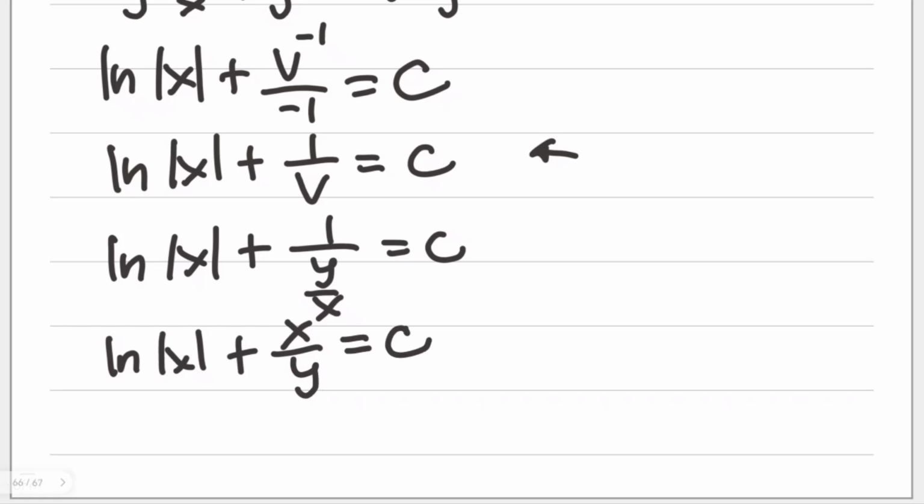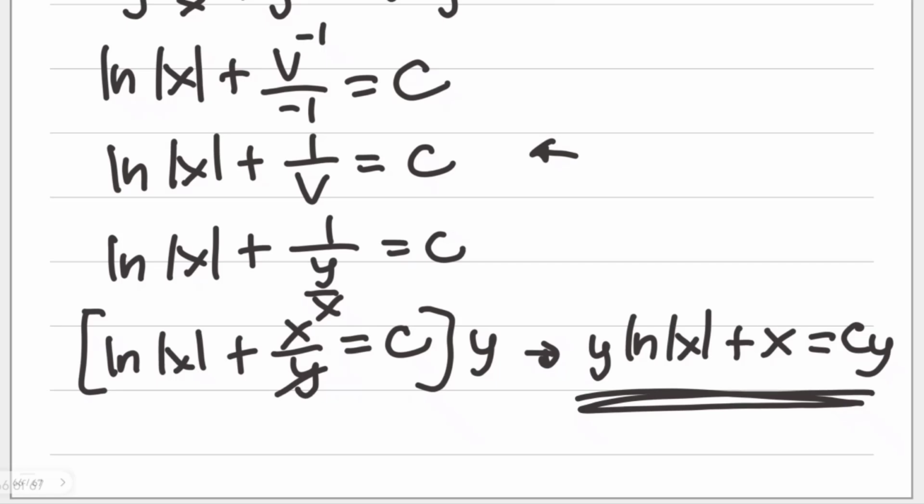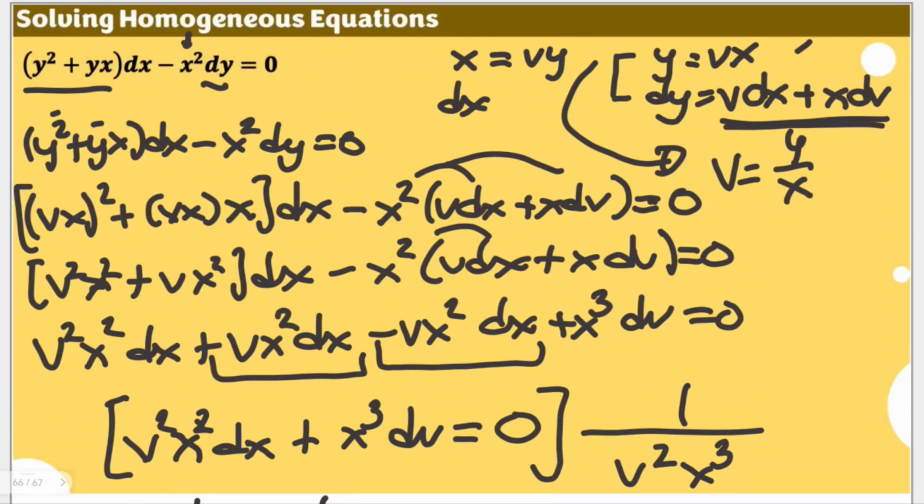Now, if you don't like y or a rational expression here, of course, you can multiply all terms by y, so that the final answer becomes y times the natural logarithm of x plus simply x, equal to cy. Now, at this time, it's okay to have an answer like this. Or if you would like it in terms of x, you can move it to the other side, but this is already okay. We have now solved this given homogeneous equation. And this was the process using the concept of substitution. Thank you very much for watching.